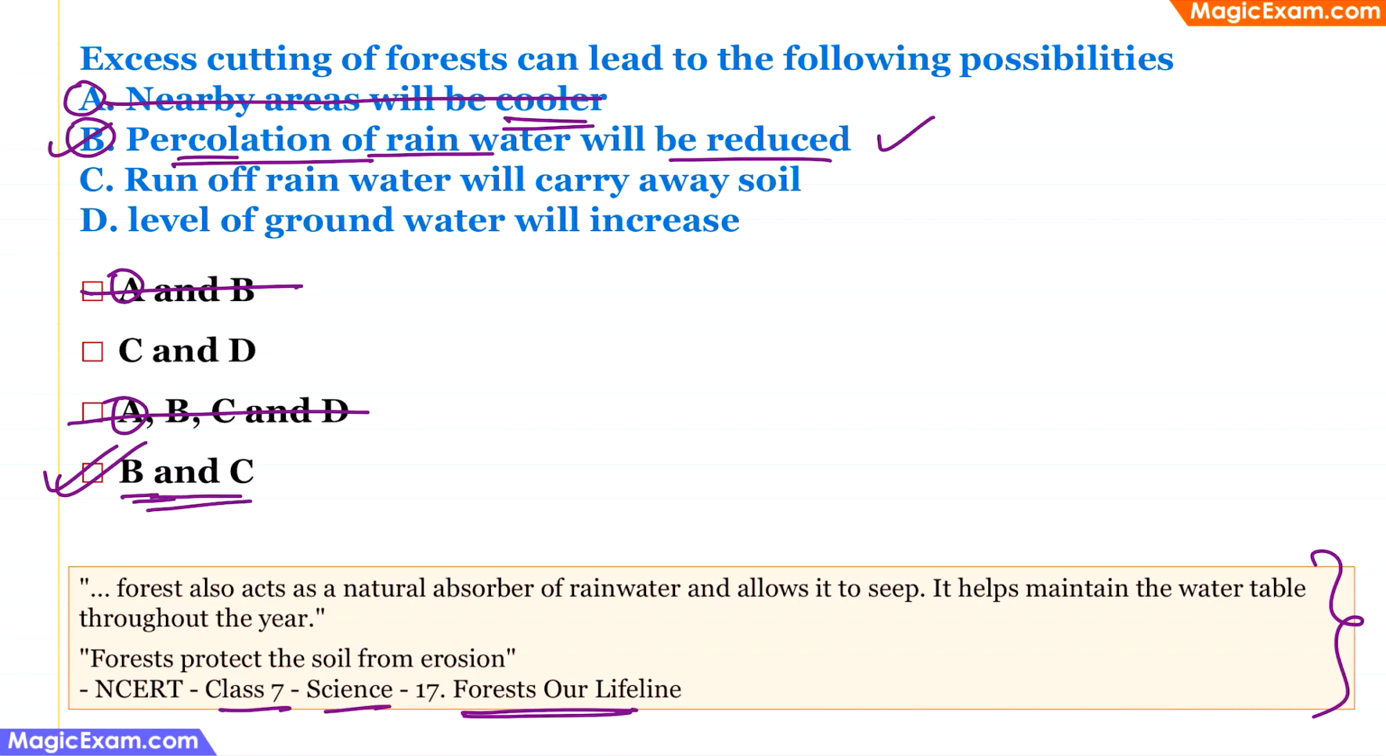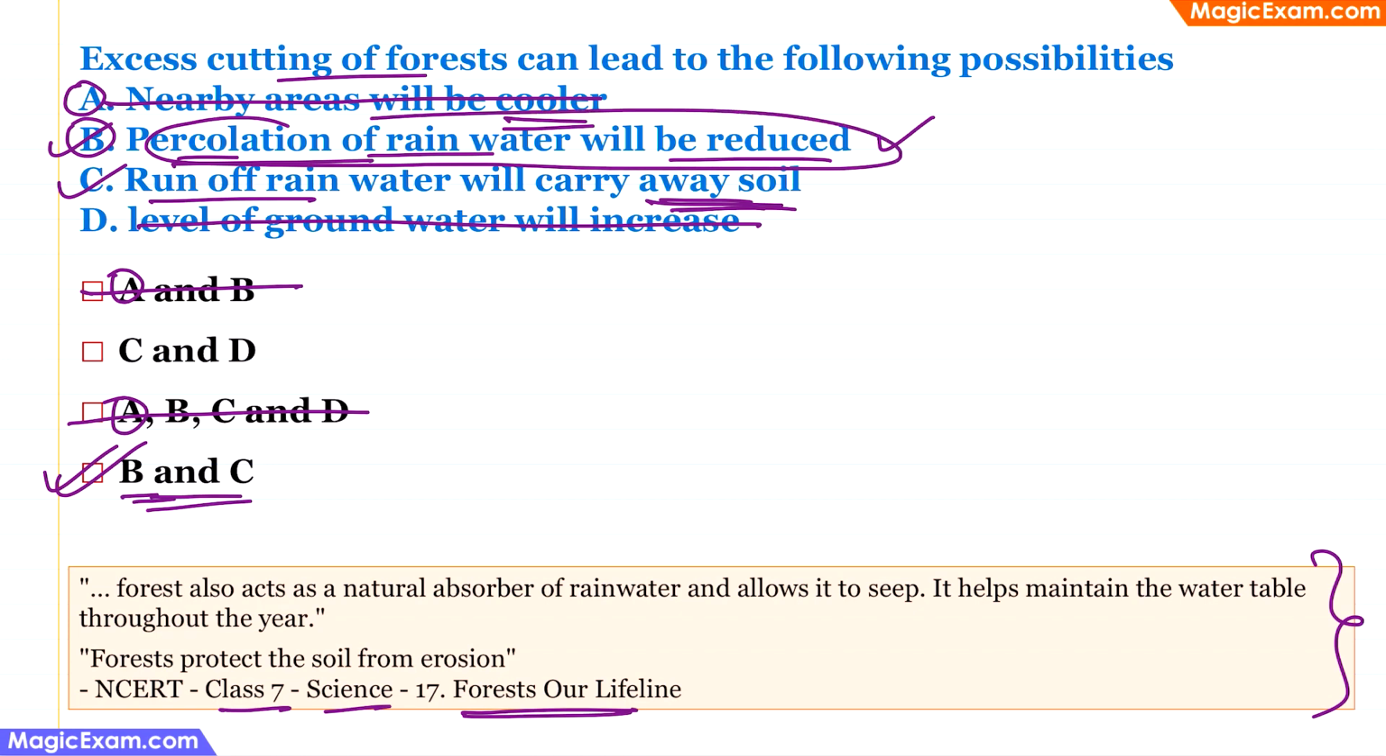However, we'll also look at the other options. The next one is runoff rainwater will carry away soil. This is true because if trees are cut, then the rainwater will run off fast and it will go into the streams and the rivers. So which means that the water which is flowing fast will carry away soil. So this is a correct statement. And the last one, level of groundwater will increase. This is incorrect because when trees are cut, the percolation of rainwater will be reduced. So if percolation of rainwater is reduced, groundwater will actually decrease, not increase. Therefore, the last statement is incorrect. So only B and C are correct statements. Therefore, B and C is the correct answer.